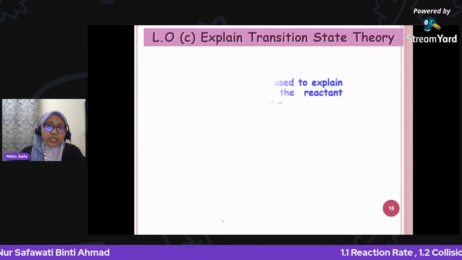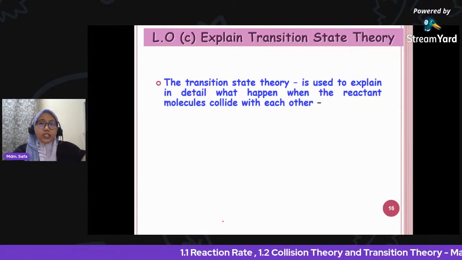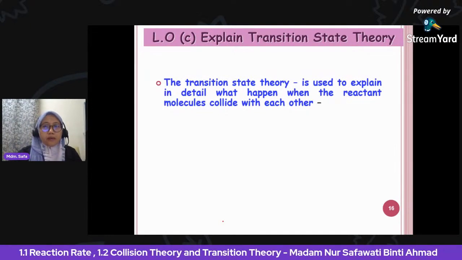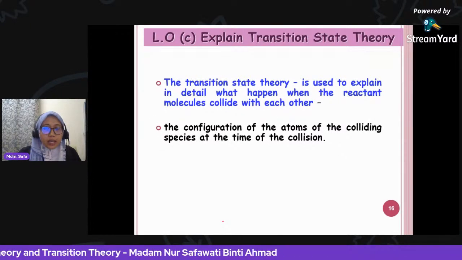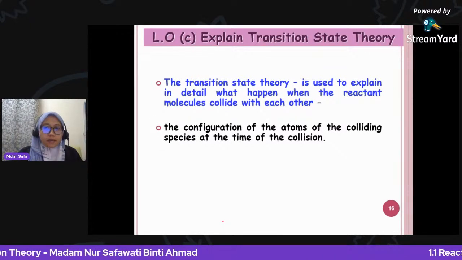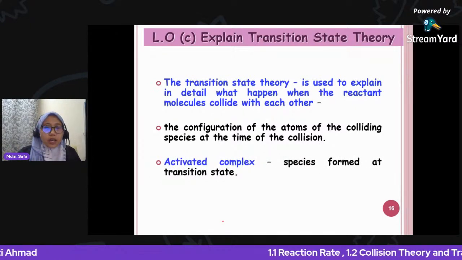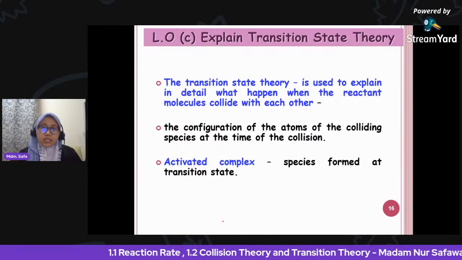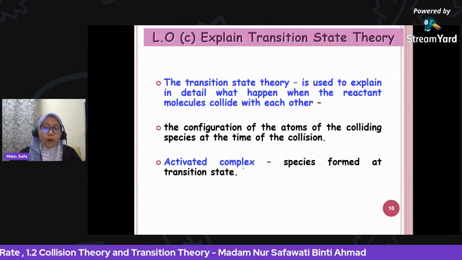Explain the transition state theory. So the transition state theory is used to explain in detail, dia lebih detail, what happen when the reactant molecules collide with each other. So the configuration of the atoms of the colliding species at the time of the collision. So kita ada pada transition state, kita ada spesies yang wujud dekat situ pada transition state, kita panggil dia activated complex.